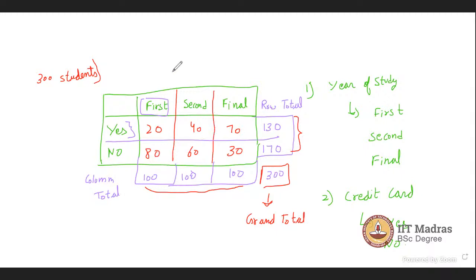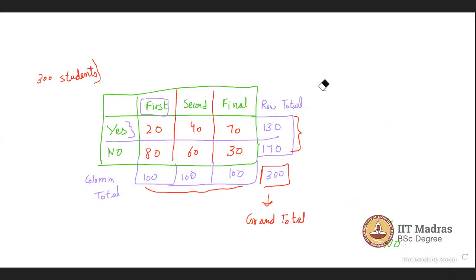So now our aim is to find the association. Is there an association between the year of study and owning a credit card? Is it somewhat like final year students prefer more to have a credit card, or first year students prefer less, something like that? For such things, we have mainly two ways. First is the row relative frequency.